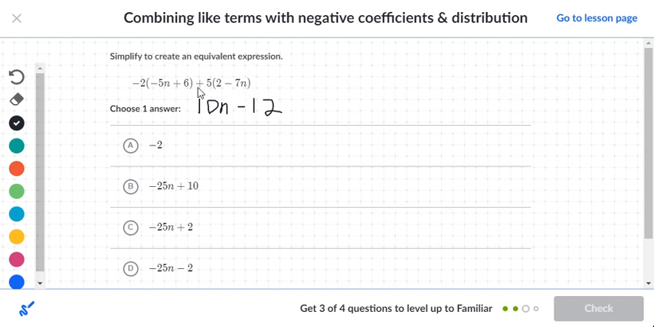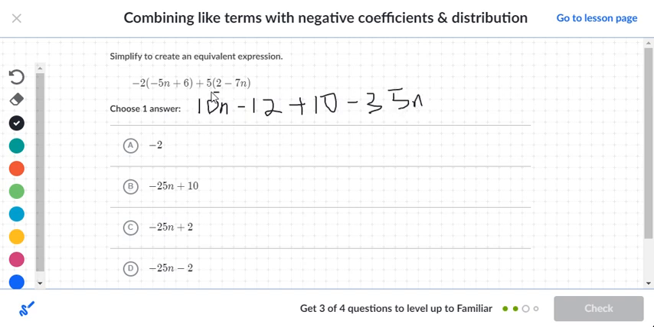Now we want to multiply through by positive 5. When you multiply through by positive, it doesn't change anything. So the 2 is still positive and the 7 will be negative. So 5 times 2 is a positive 10. Now we're going to take 5 times a negative 7n. It's still going to be a negative. It's going to be a negative 35n.